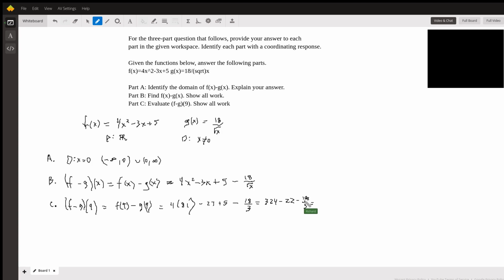324 minus 22 is 302. Minus 18 over 3. If you wanted to make it a single term, it would be 906 minus 18 over 3. And that turns out to be 296, so that comes out nicely. So that's all calculator work down there.